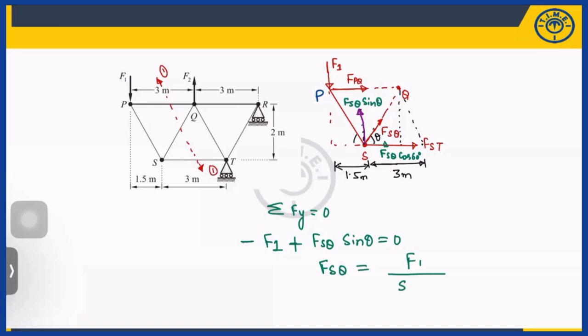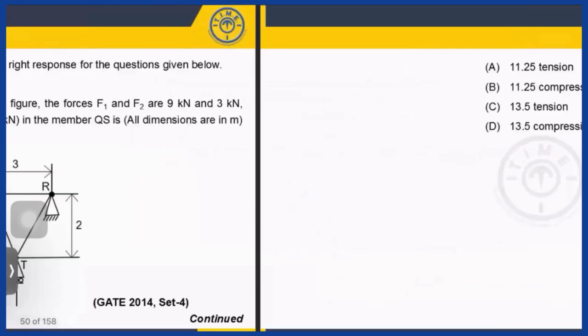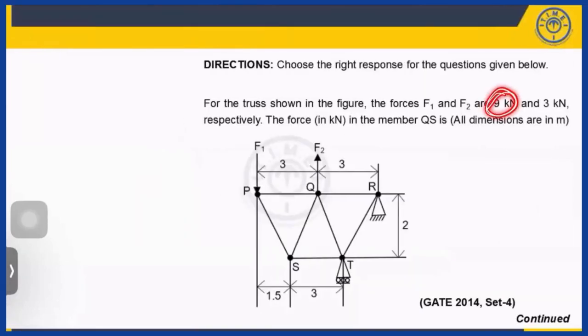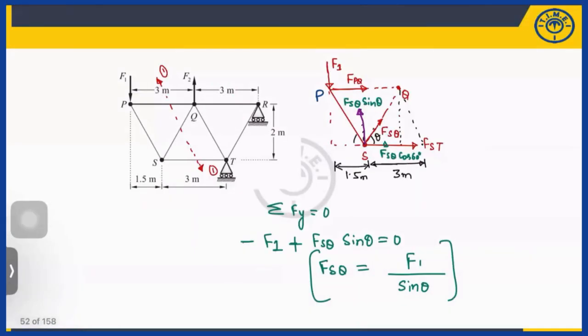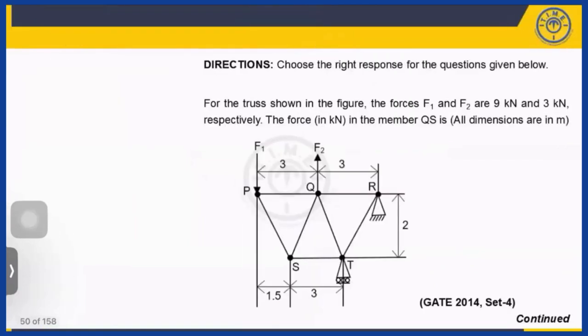And F1 you already know. So if F1 is known to you, which is nothing but, let me take, yeah, 9 kilonewton is given. F2 is 3 kilonewton. So 9 kilonewton value is known to you. So if you calculate this theta value, your problem is solved. That means in this problem, you have not calculated the reaction. Directly you solve the problem by using method of section.